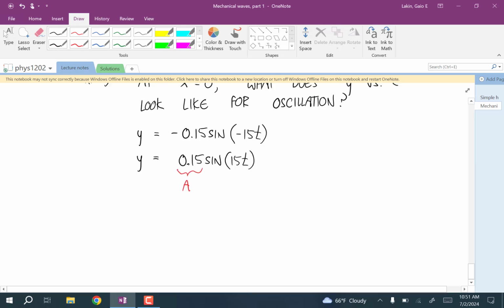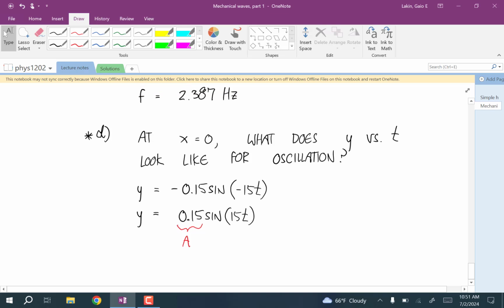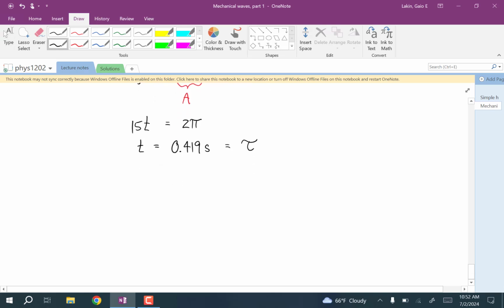We already figured out the frequency, so we could come up with the period that way, just as 1 over the frequency. Or, just to jog your memories, the way we come up with the period is to say this stuff in parentheses is equal to 2 pi and just solve for what t is. So t is equal to 0.419 seconds, and that's our tau, or period. And now it's easy to plot this function.